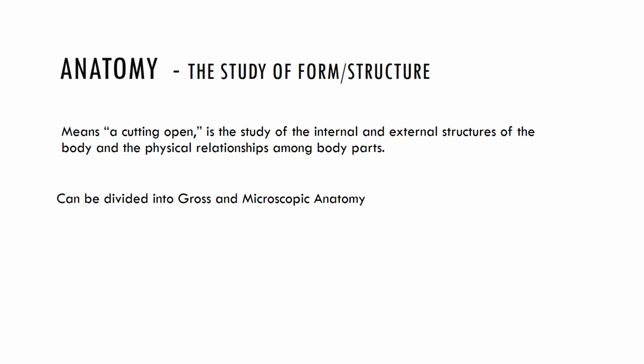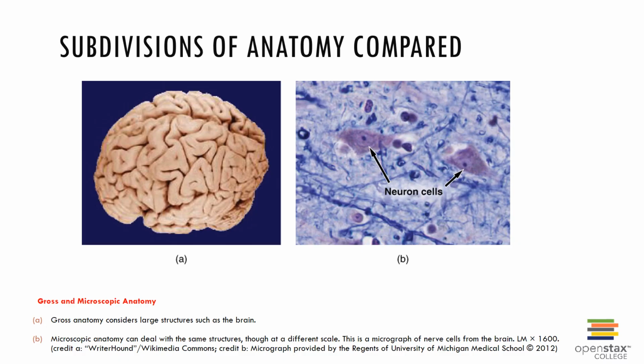So when we look at the form or structure, we can divide anatomy into what we call gross or microscopic anatomy. Gross anatomy is the study of structures large enough to be seen with the naked eye. Microscopic, which can be further subdivided into cytology and histology, is a study of structures that are too small to be seen with the naked eye. And when you get into lab, you will study histology in more detail.